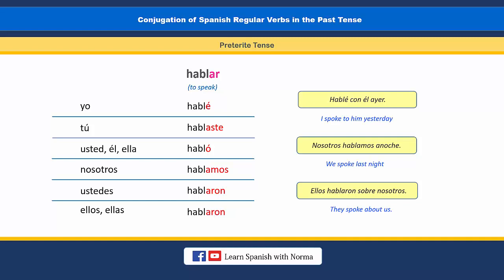Remember that not all the verbs that end in AR follow this standard conjugation pattern, and they are called irregular verbs. The irregular verbs don't have a regular set of rules you can follow to conjugate them, so you just have to learn them by heart. Fortunately, there are just a few verbs of that kind, and we'll see each one of them in the upcoming videos.